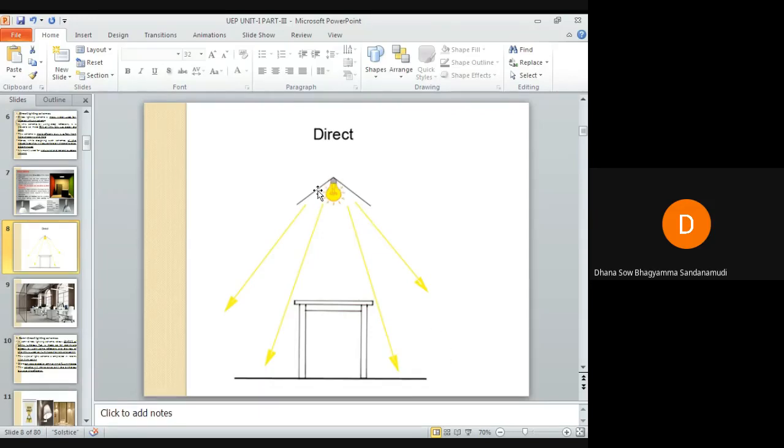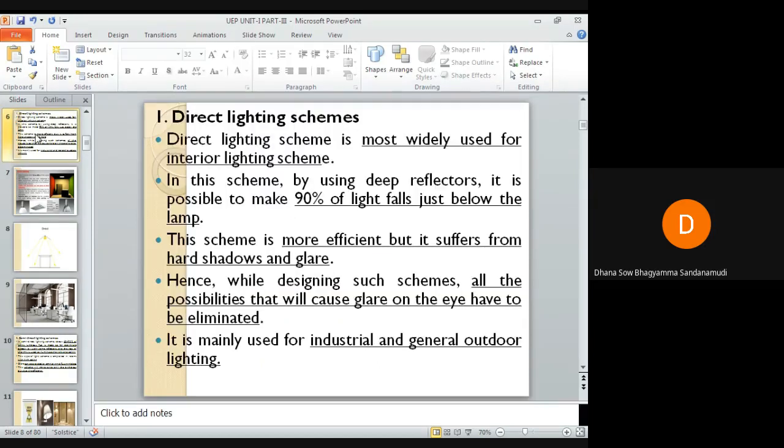Here you can see some V shapes. These are known as reflectors. Reflectors are provided surrounding the lamp in order to make the surface more illuminated. In order to make the lamp more effective, to achieve more efficiency of the lamp, usually reflectors are provided. Whenever I want 90 to 100% illumination on the surface of my floor, I will go for direct lighting.